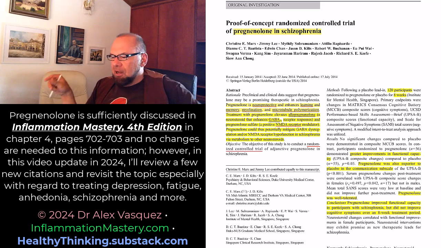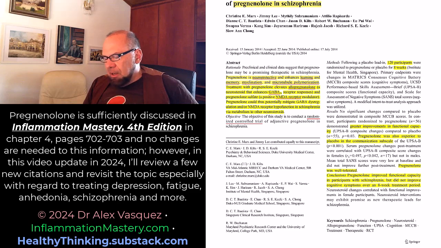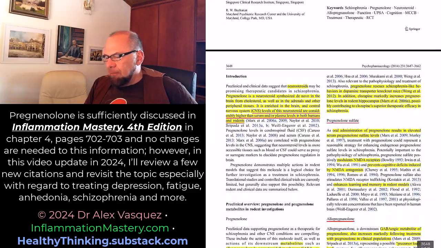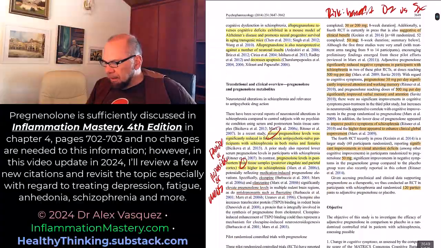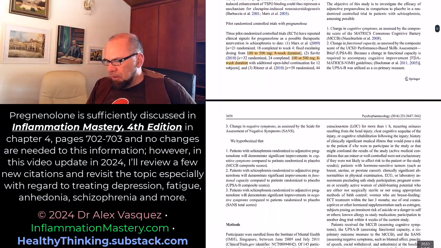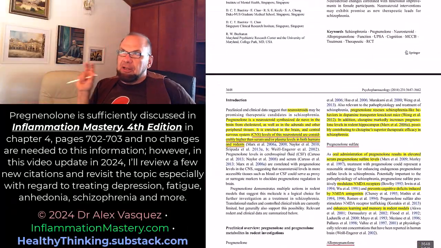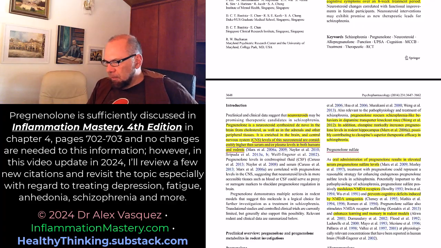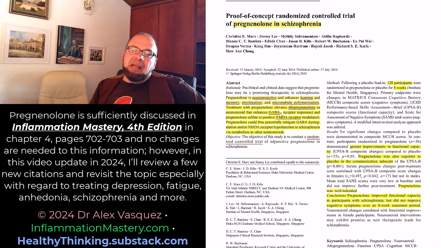The other aspect of context in this particular study, even though a lot of the lead authors, for example, are based in the United States, is that the patient population was actually, I believe, in Singapore. So that's important because you could expect genetic variations that could change the ratios of metabolites and the downstream conversion of pregnenolone based on the patient population. So again, does this apply to most humans? Yeah, it probably does.